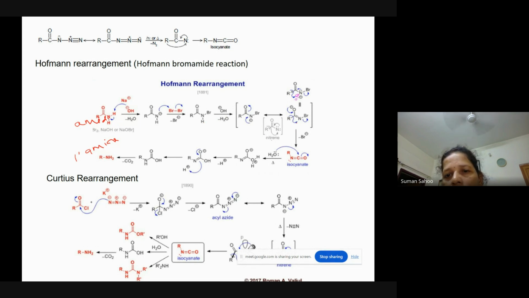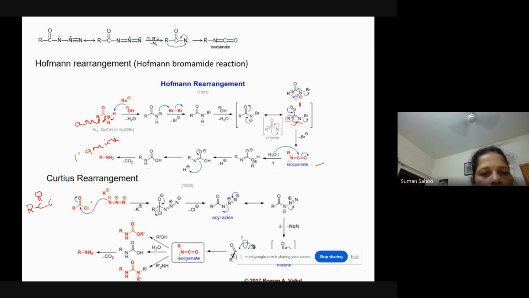Now this nitrene undergoes rearrangement to give you isocyanate. So that would go here, and that would give you isocyanate. Now this isocyanate is reacted with water to give you the acid, which upon decarboxylation gives you the primary amine.